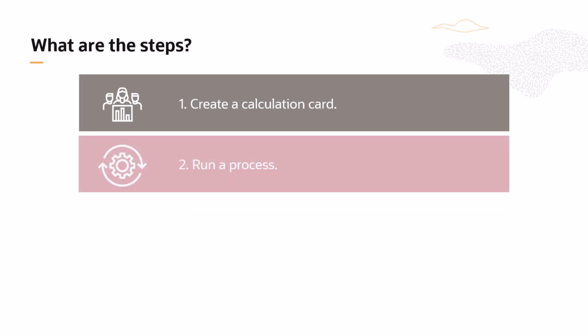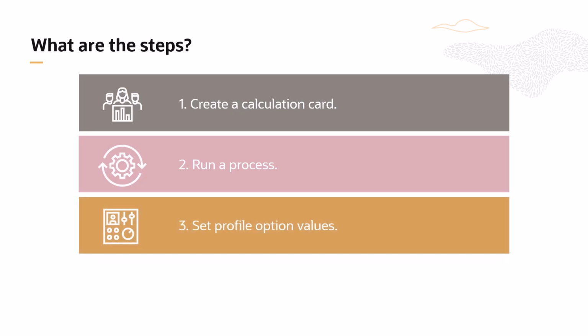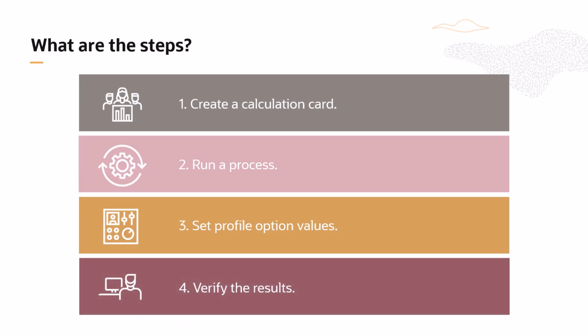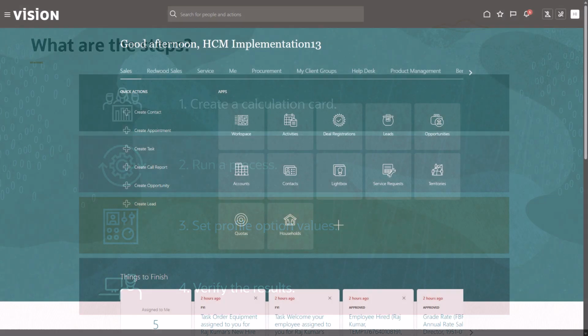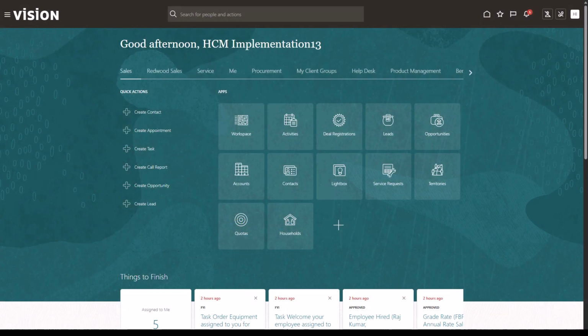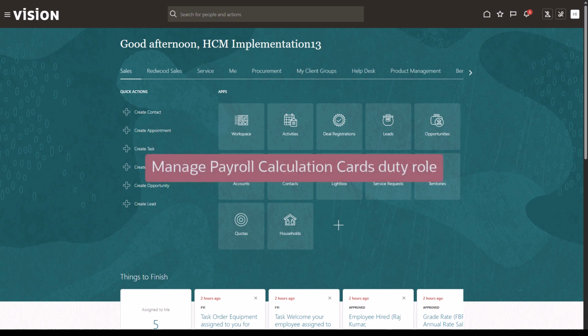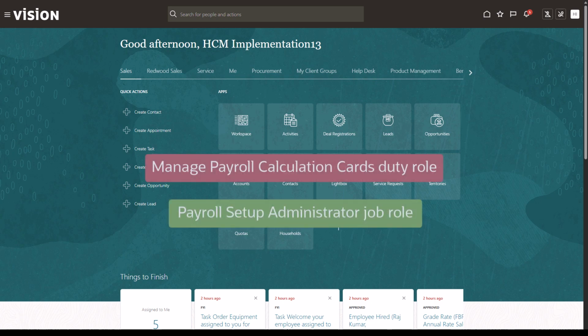Next, you'll run a process that applies the card to eligible employees. Third, you'll set profile options to make the cards available in self-service for the affected employees to enter their contributions. Finally, you'll verify the results. Let's get started. We start signed into the application as an administrator with the Manage Payroll Calculation Cards duty role. For example, the predefined Payroll Setup Administrator role includes this duty role.